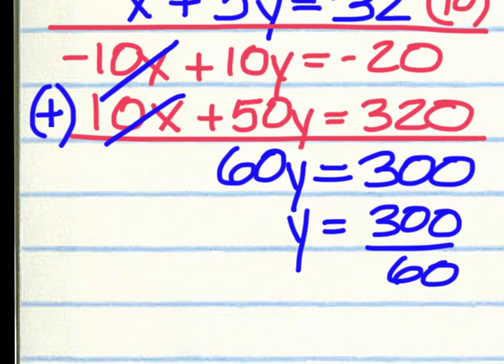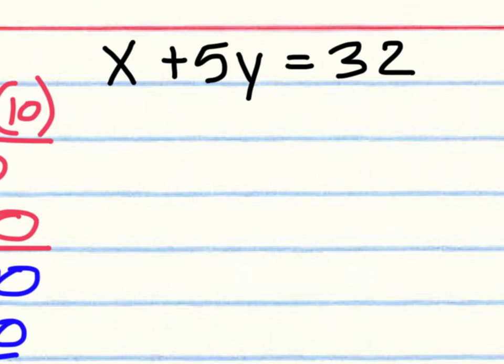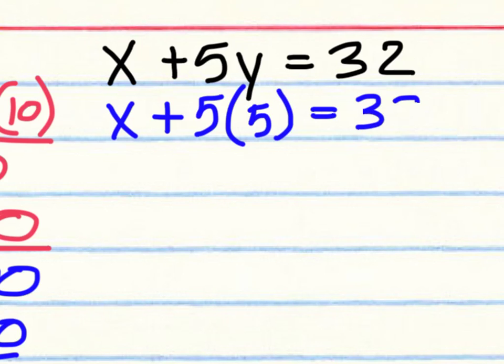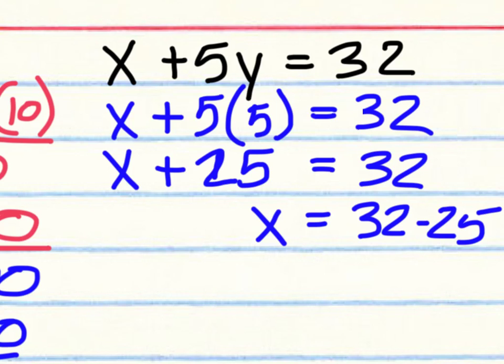x plus 5y equals 32 is what we'll use to solve for y, and we're going to plug in the 5 that we found for y, and then simplify. That's a 25. And then move it to the right, change the sign. Answer should be 7. So if x is 7, that one goes first, and then the y was 5.